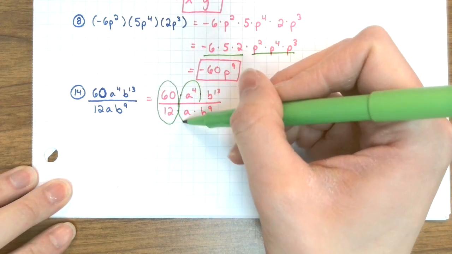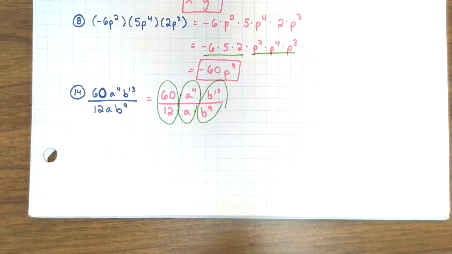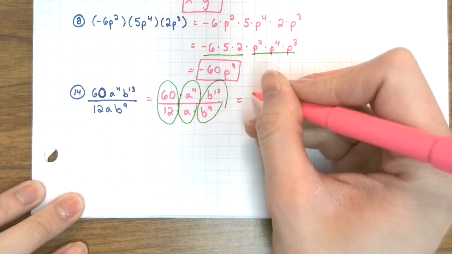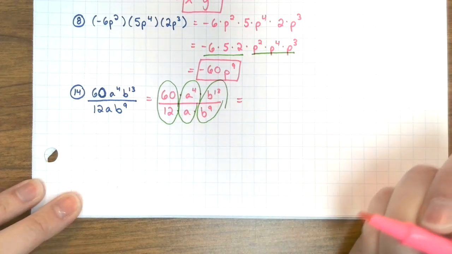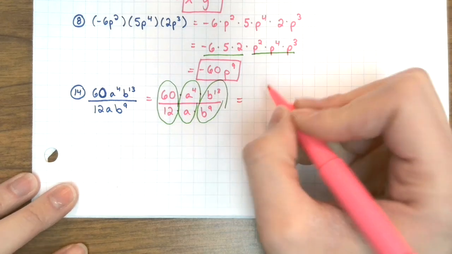A to the fourth over a, we're going to use the quotient rule for, and this b to the 13th over b to the 9th is also going to be able to be used with the quotient rule. 60 divided by 12 is actually just 5. So if that ended up being a fraction, we would just, again, simplify the fraction as far as possible, but this actually just is the whole number 5.